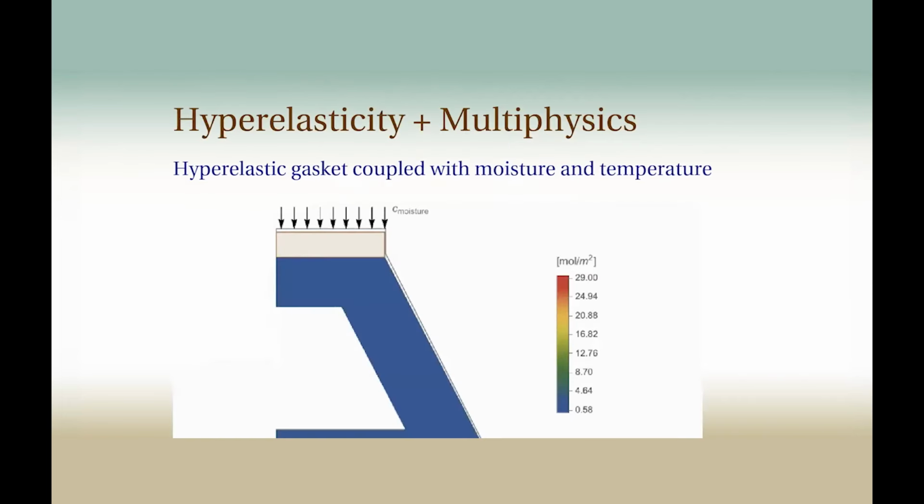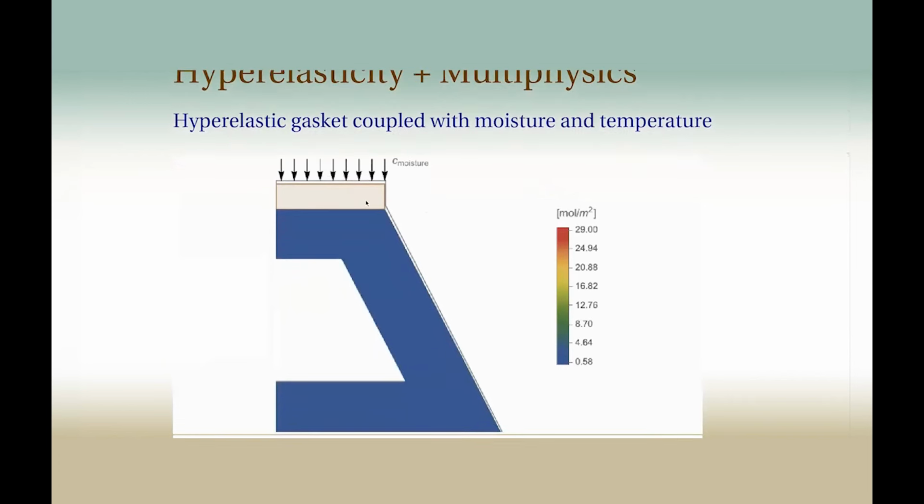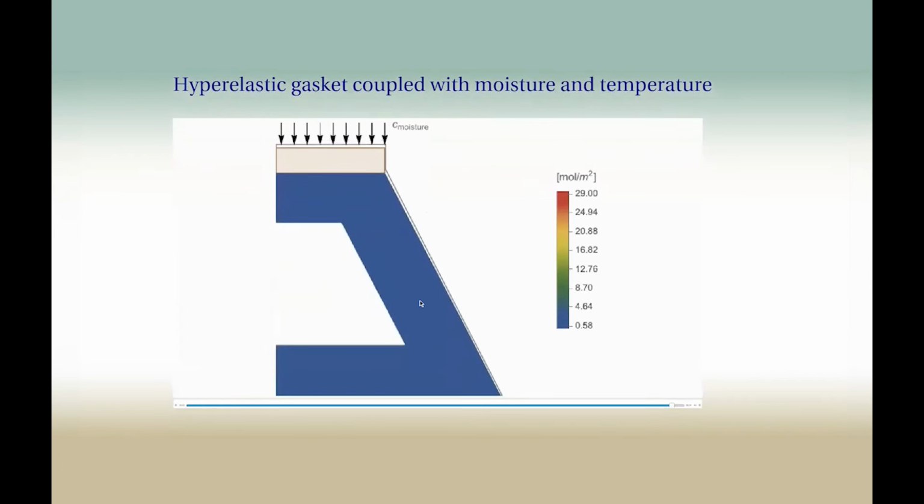A second thing I wanted to showcase here is that we've made changes and additions so that you can couple hyperelastic materials with other fields of physics. In the example I'm showing here, this is basically a rubber gasket in a hot and moist environment. And this gasket is deformed and it also absorbs some of the moisture. So let me play this video.